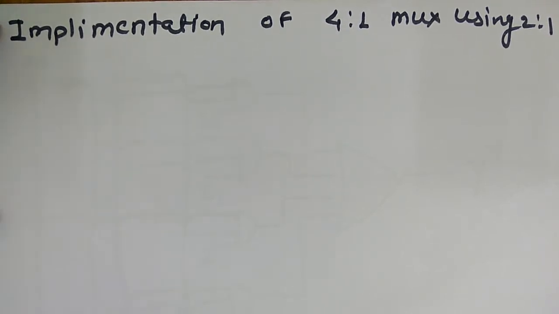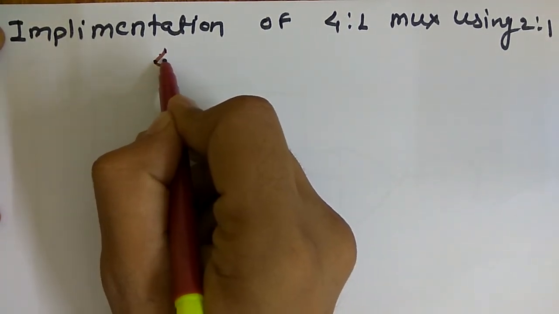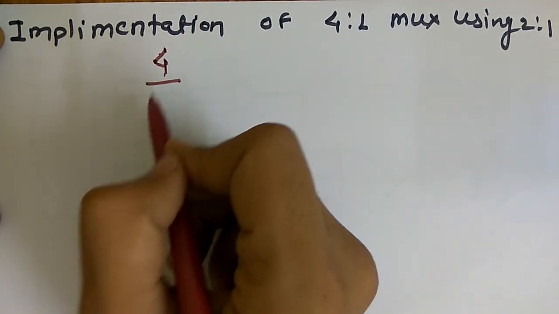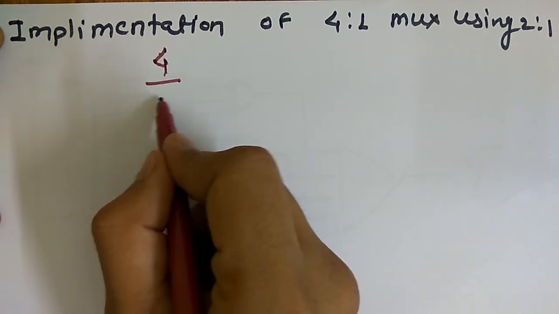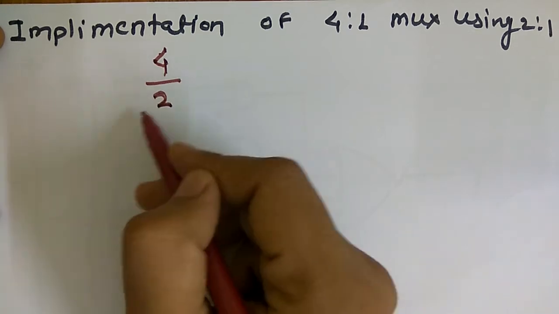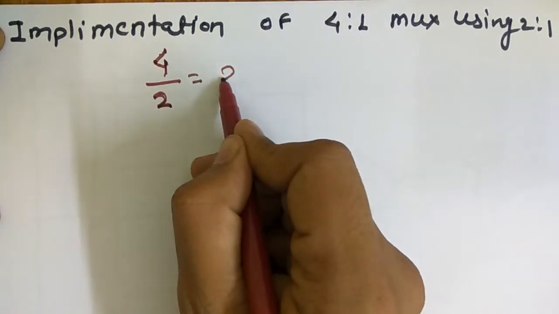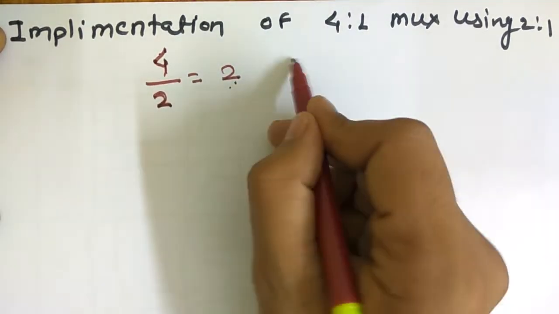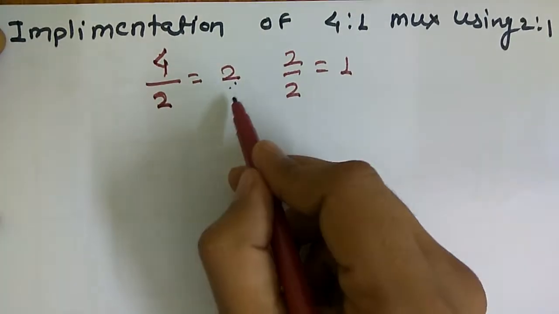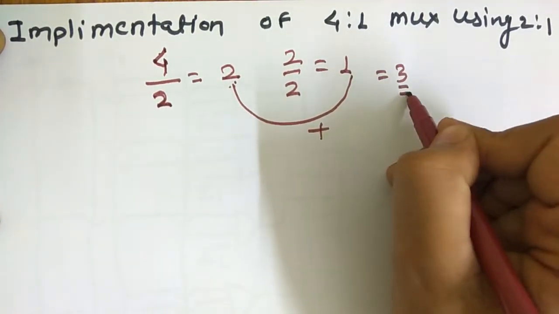So firstly, what is the procedure? We have to write the mux we want to implement on top, and then divide by the mux we have. So we have 2 raised to 1 mux, and we have to implement 4 raised to 1 mux. So divide, this goes 2 times, and then divide 2 by the same again, this will go 1 time, and then add these two, the result is 3. So we require 3 mux.